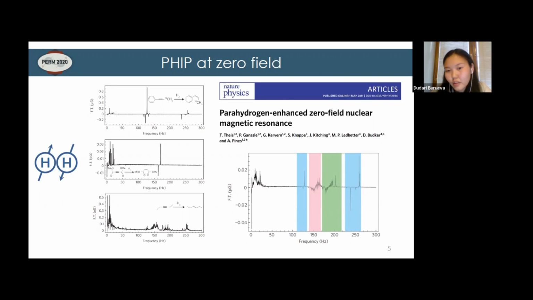The main drawback is that ZULF has super low sensitivity, and for ZULF the sensitivity problem is more acute than ever. But parahydrogen-induced polarization can also be used at zero field, and this field is actively developing. PHIP at zero field was observed only 9 years ago, by Thomas Theis, Dmitry Budker, and Alex Pines. Next slide, please.